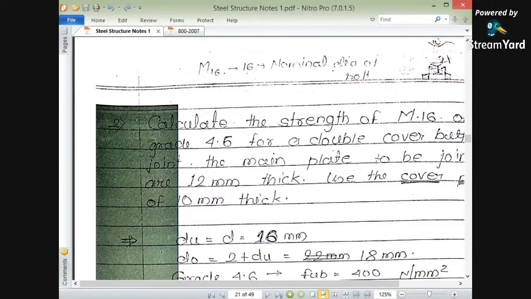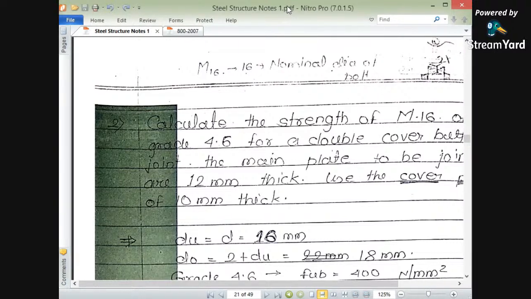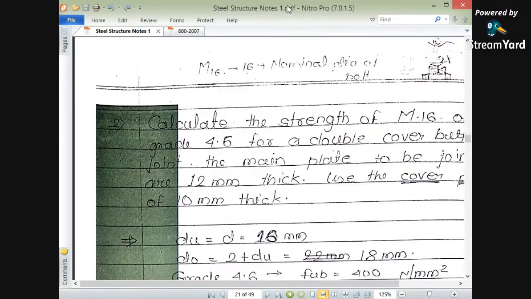Today we will start a lecture on steel structure. So already in previous lectures, we have found out how to find the tensile strength of bolts. In last lectures, we have seen the connections, that is the welded connections and bolted connections, and also we have solved one problem related to the bolted connections. So again in today's lecture we will solve problems related to the bolted connections.